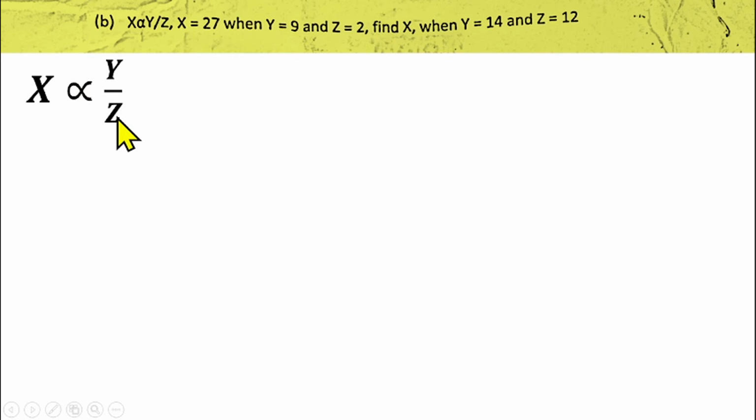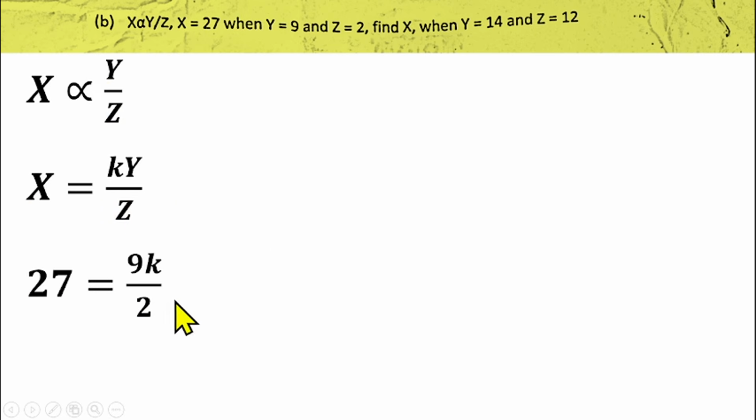The first thing is to get the variation constant by introducing a constant here. So if you introduce a constant, you have x is equal to ky over z, where our k is the constant. We need to write that k is the constant.